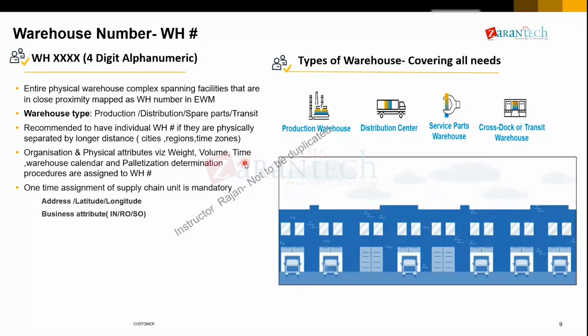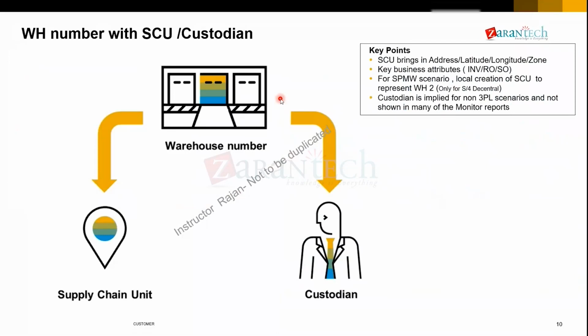And a while ago, I showed you that global data like weight, volume, and calendar information are maintained at the warehouse number level, and some important warehouse process types and procedures with regard to palletization are maintained at the warehouse level. Most importantly, the supply chain unit is a mandatory one-to-one assignment, and also the attributes IN and RO or SO. Those are important in the supply chain as well.